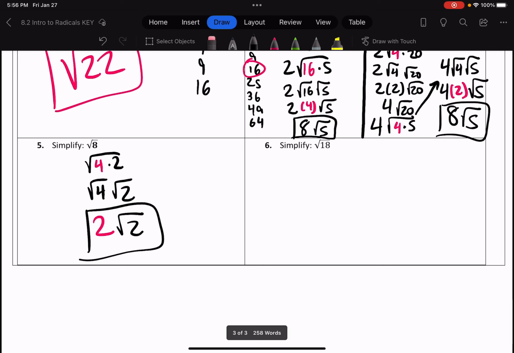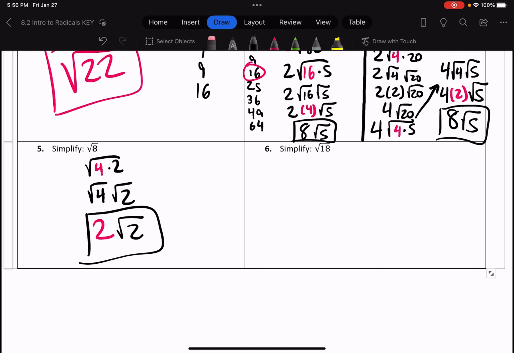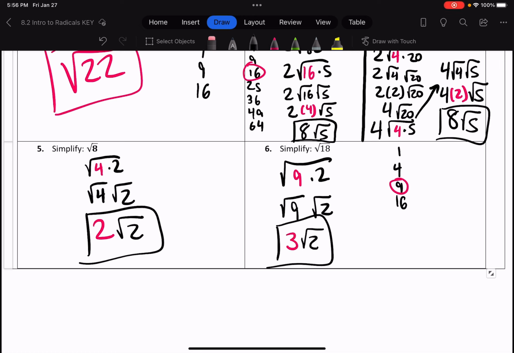Leading us to our last problem here. It says simplify the square root of 18. I know some perfect squares that are lower than 18 are 1, 4, 9, 16. And 9 is a perfect square factor of 18. So I can rewrite the square root of 18 as the square root of 9 times 2. So that's going to give us the square root of 9 times the square root of 2, which will give us 3 times the square root of 2 as our simplified version.